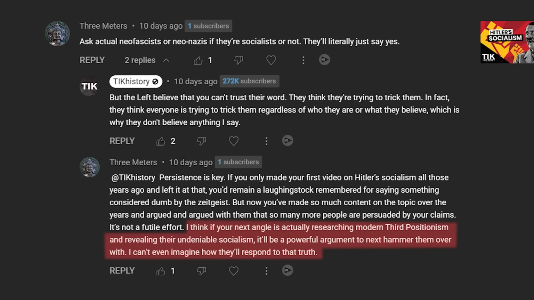I think your next angle is actually researching modern third positionism and revealing their undeniable socialism. It'll be a powerful argument to hammer them over with. I can't even imagine how they'll respond to that truth. Yeah, that's kind of why I did the recent analysis on anti-Semitic propaganda, because I was able to show that the modern Nazi propaganda is anything but pro-capitalist. But I do intend to look into modern third positionism.